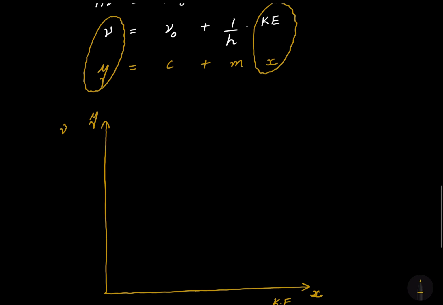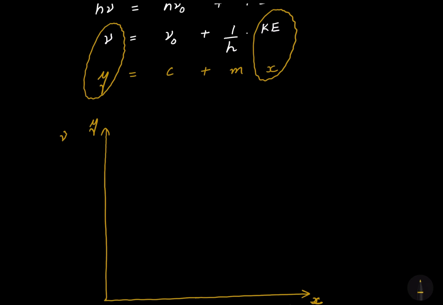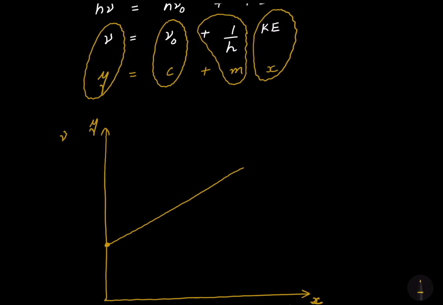So now what's the intercept? The intercept is nu naught. That means we are having a positive intercept. This graph will not start from origin. It will start from a certain point which is on the positive y-axis. So this is the intercept. From this dot the graph will start. Now what's the slope? The slope is plus 1 by h. The slope is positive, so this graph will go upward because of positive slope.